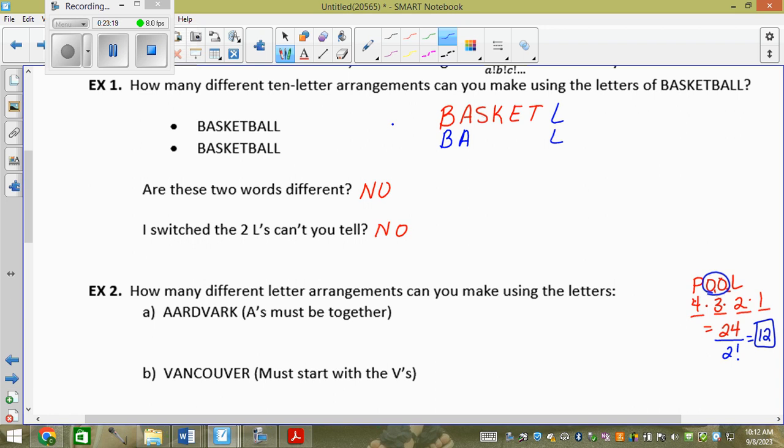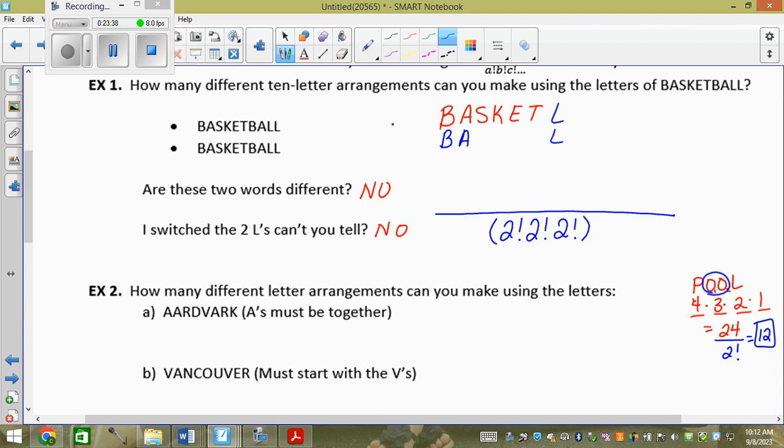So what do I do immediately? I go, cool, I have 2 B's, 2 factorial. 2 A's, 2 factorial. 2 L's, 2 factorial. And that immediately gets rid of all the cases where the B's look the same, the A's look the same, the L's look the same. That's it. That's the extra step. It's really not a hard one.